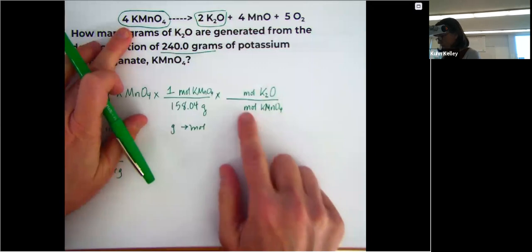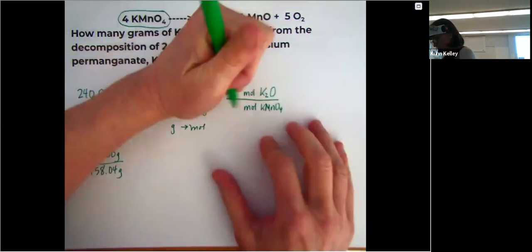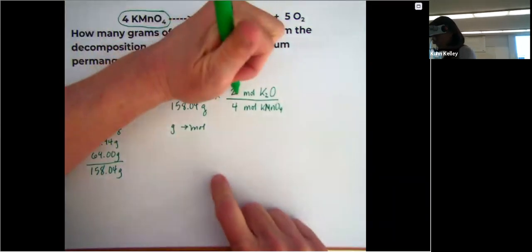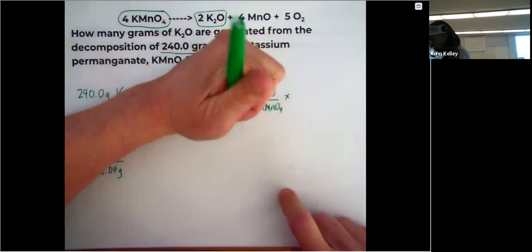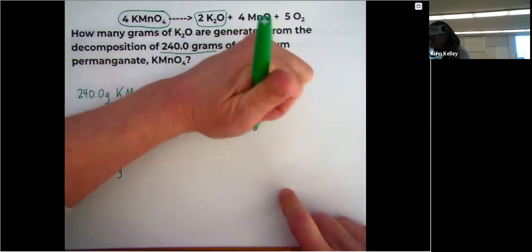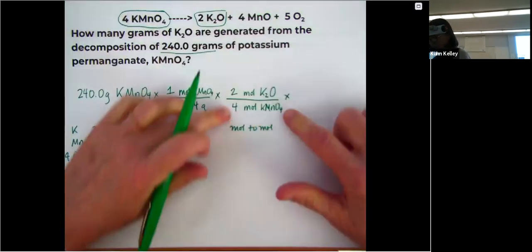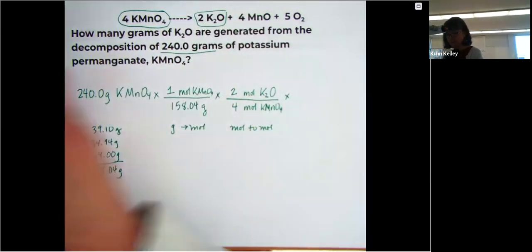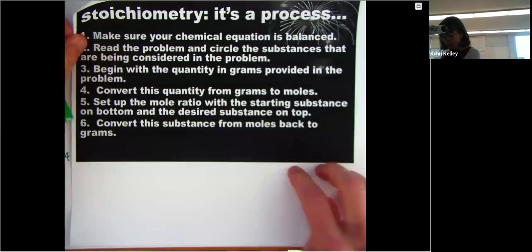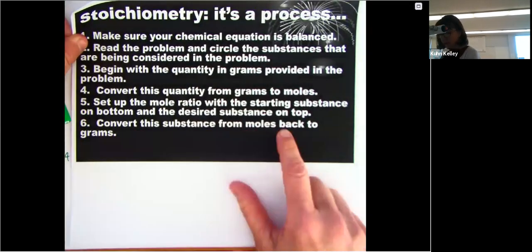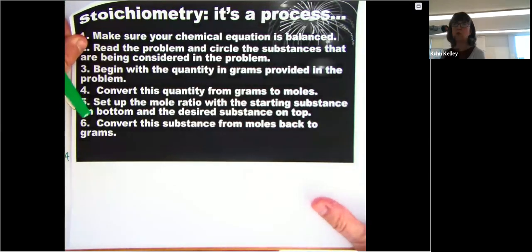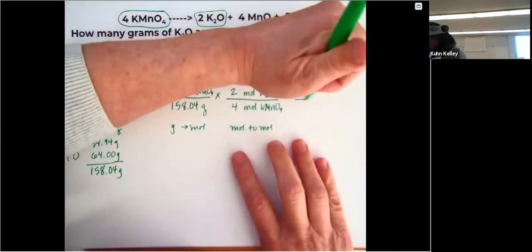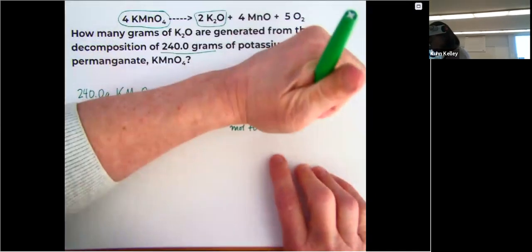So the coefficient that's going to go with KMnO4 is 4. The one that will go with potassium oxide is 2. We call this step the mole to mole ratio step because I'm going from moles of one to moles of the other. And then looking back at our steps, the very last step is to convert this new substance from moles back to grams. We can't weigh out moles, we can weigh out grams. So we always start and end at grams. Our last step is to go from moles back to grams.